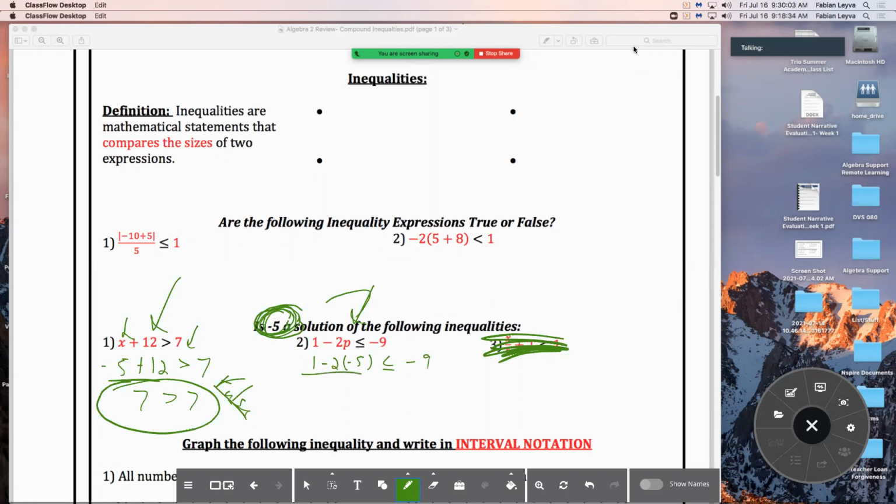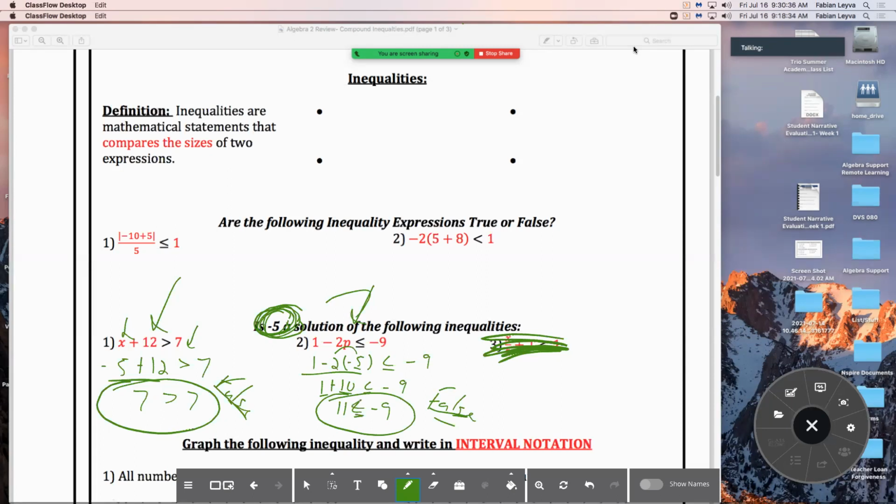Now, looking at my left side, there's no work to be done inside of parentheses, there's no exponents, but there is multiplication here. So notice that this is -2 times -5, which equals a positive 10. And that is less than or equal to -9. 1 plus 10 is a positive 11, which is less than or equal to -9. Now, is this a true statement? And the answer would be no. So that means that this is a false statement. That means -5 is not a solution, because 11 is not less than or equal to -9.